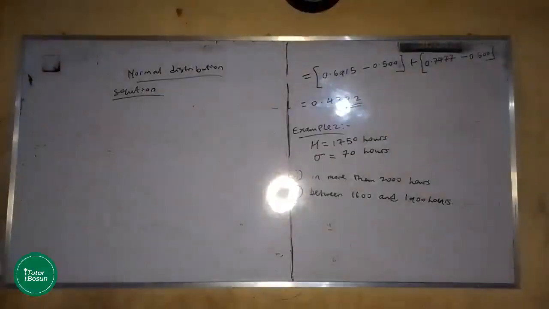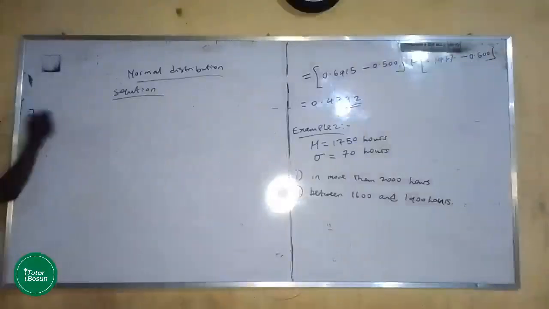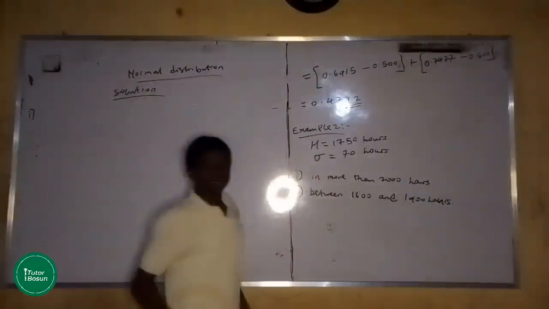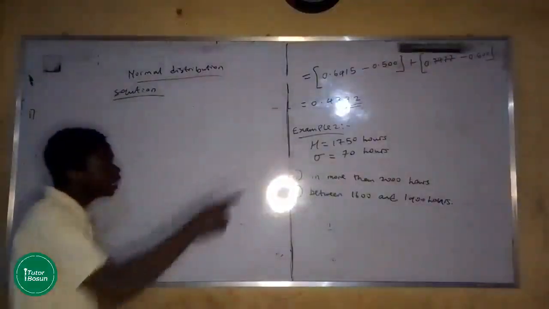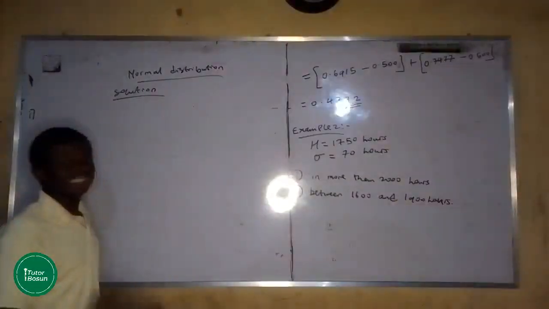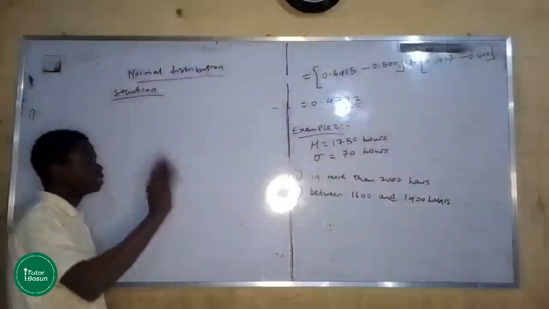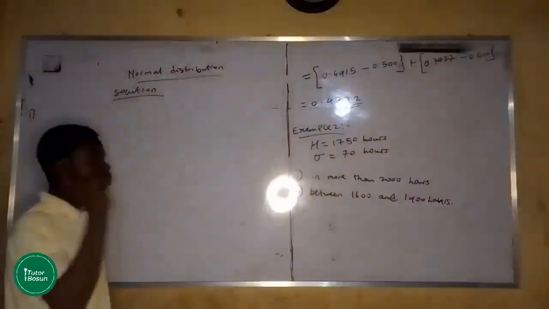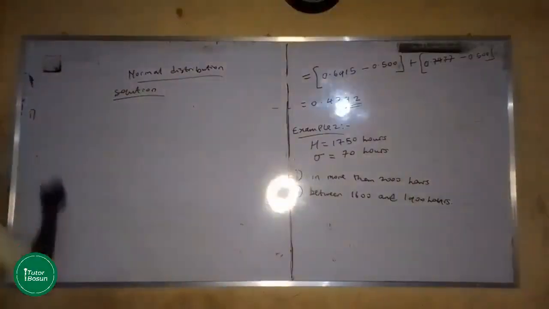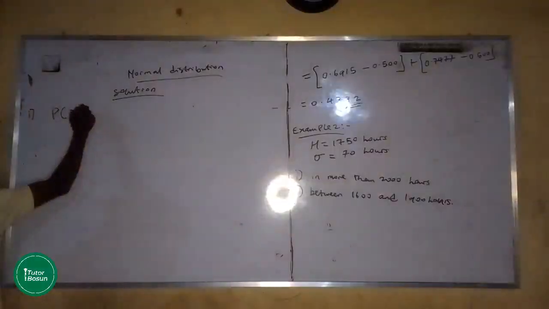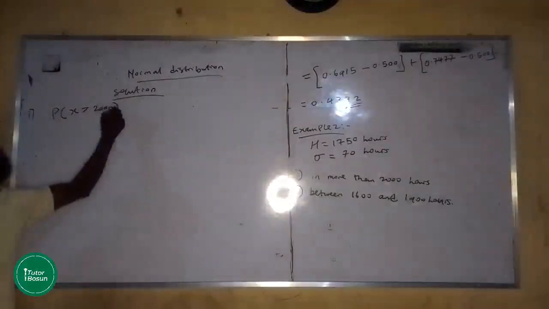Solution. So as you can see, we have been given our standard deviation. The first problem says we should find the probability that it lasts more than 2,000 hours. That is automatically greater than 2,000 hours. They said it must be more than, it must not be less than, it must not be equal to, so it must be more than 2,000 hours. That's the probability of what? Of x greater than 2,000.